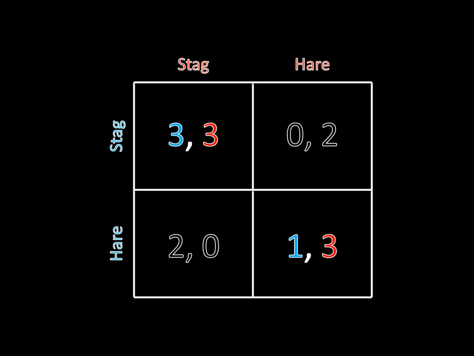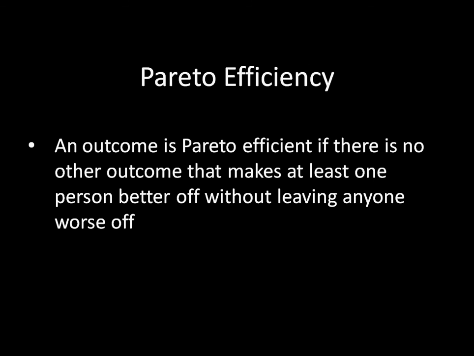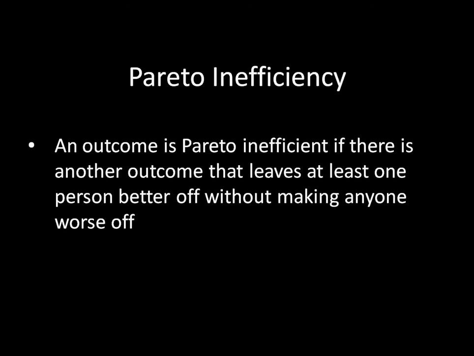What we can do is take the general idea from the last three games and the three uses of efficiency in those contexts and formalize it into something known as Pareto efficiency. So we say an outcome is Pareto efficient if there is no other outcome that makes at least one person better off without leaving anyone worse off. And similarly, we say an outcome is Pareto inefficient if there is another outcome that leaves at least one person better off without making anyone worse off. Let's see that in action with some of the games that we've been looking at earlier.